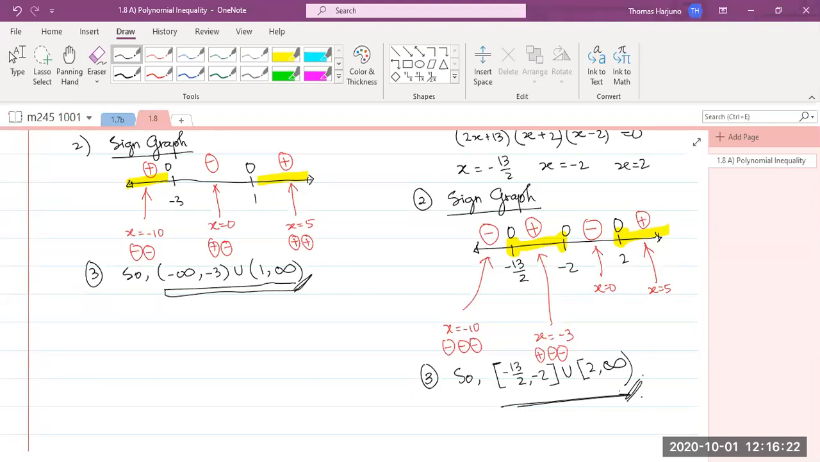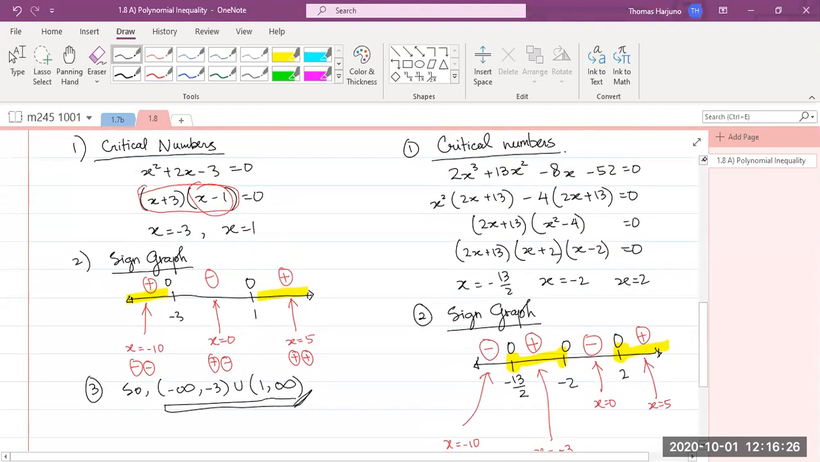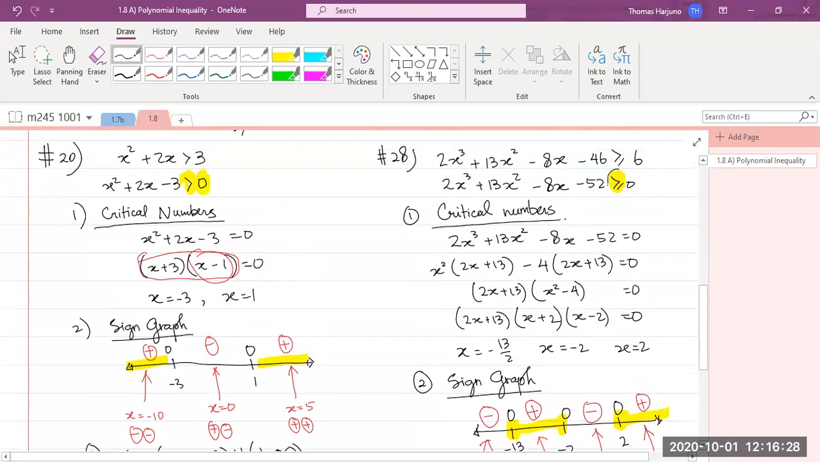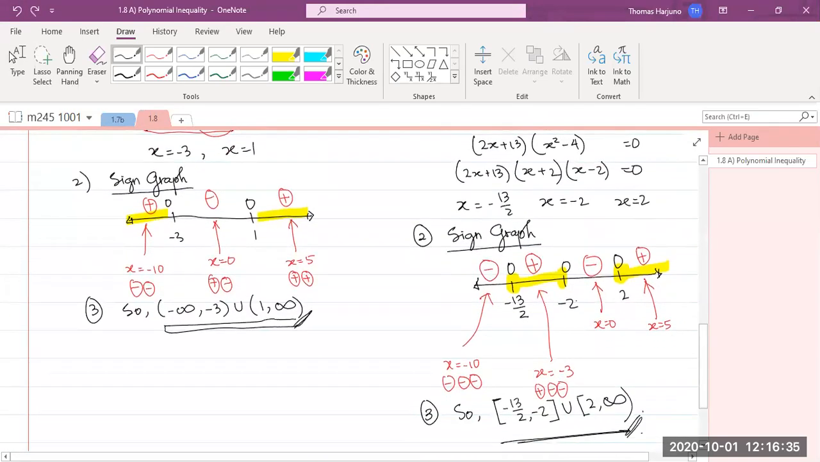Well, because you want the positive part. From this inequality here, you want the positive, greater than 0. Now on the number line, you see which region, which interval gives you positive. This one here and this one here. Now between -2 and 2, it gives you negative. So that should not be part of the solution.